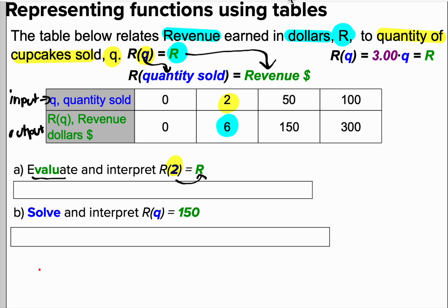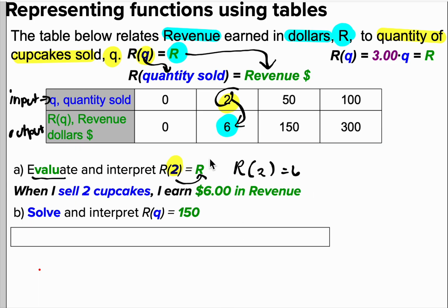So when I have a quantity of 2 cupcakes sold, I have a revenue of $6. And so I can write that as R of 2 is equal to 6. And then if I interpret that, that means when I sell 2 cupcakes, I earn $6 in revenue. And just be careful, make sure that you're putting all of the units in that are appropriate for the problem.